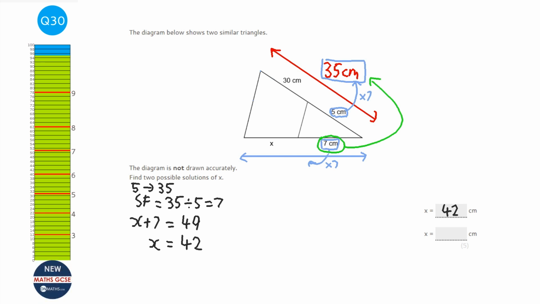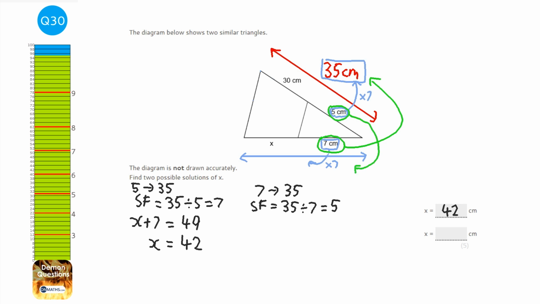So we've got to then run the figures again. So it could be that the 7 corresponds with the 35 centimetres. So the scale factor then would be 35 divided by 7, which is 5. So if the scale factor is 5, then we're going to look at this top one here, the 5 centimetres here, and times that by 5 to get to the x plus 7. So it'd be x plus 7 equals 5 times 5, which is 25. And then take away the 7 both sides, which would be 18.